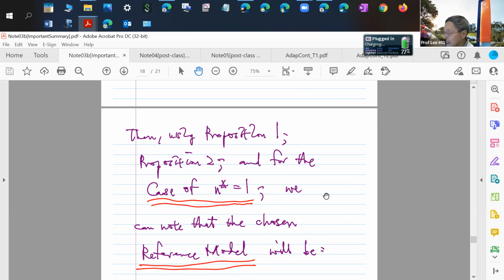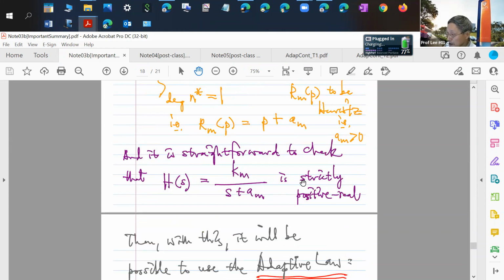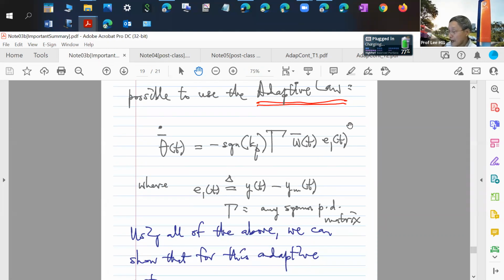But for the nth order system, if we want to develop the adaptive controller, we can note these things. This is what you set up. This is your reference system. This now will be strictly positive real. It turns out that you can use this particular adaptive law. Remember, instead of the perfect control gains, we put time varying gains in there, and we will now adapt the time varying gains as theta bar dot of t equals minus signum kp.